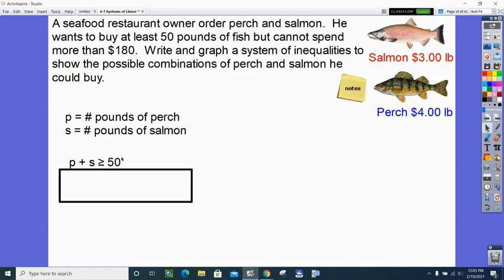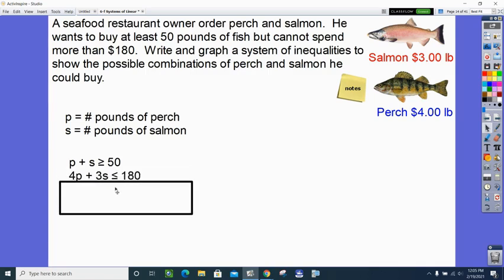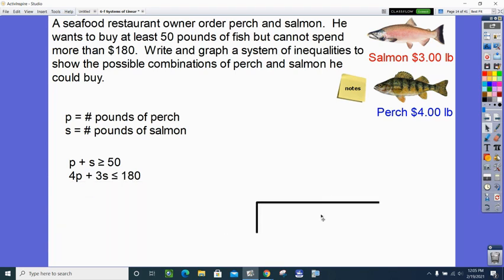Now I'm going to head over to money. So the perch is going to get attached to the $4. The salmon is going to get attached to the $3. And I cannot go over the $180, so now I need to be less than or equal to. So add up my perch money with my salmon money, and it's got to be smaller or equal to 180. And now I have my two inequalities. So we're going to do a graph.